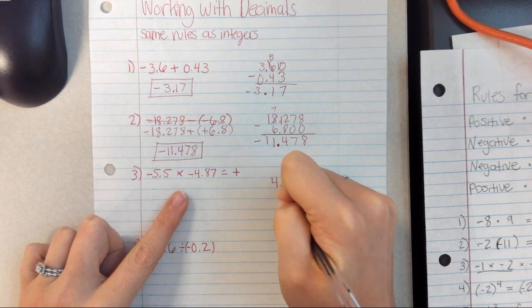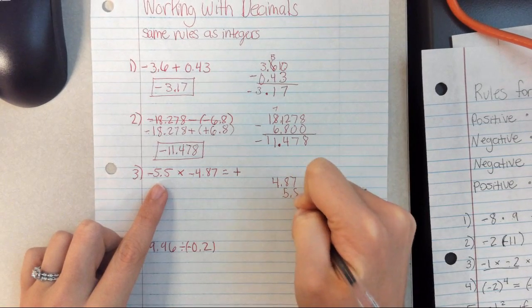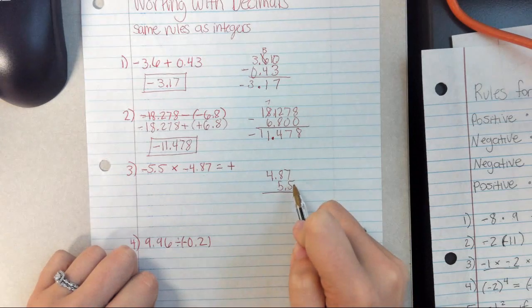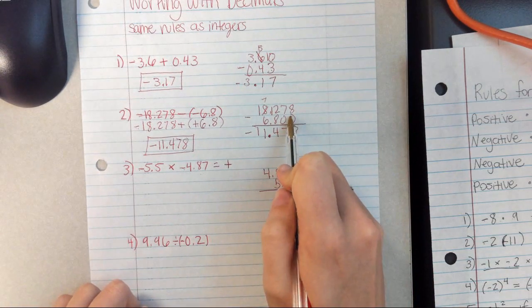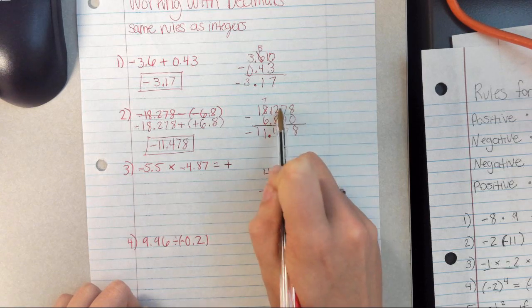So 4.87 and then 5.5. And when you do this, if you would have to add in a 0 like we did up here, remember you have to keep those decimal places lined up and you have to count all of those at the end.